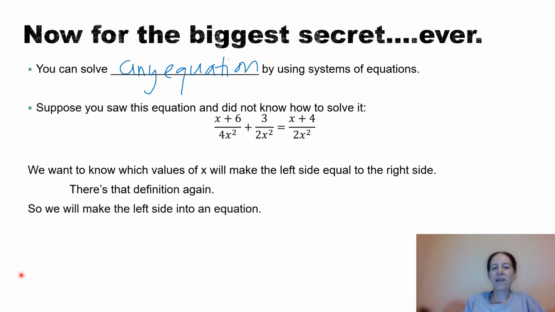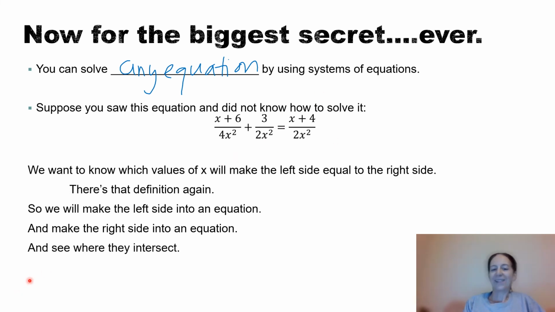So we are going to make the left side into its own equation. We're going to say y equals, and then we're going to type in the whole left side, and make the right side into an equation. So we're going to say y equals, and then we're going to type in the right side. So what we're going to do is turn this into two separate equations, one equation for the left and one equation for the right, and see where they intersect, because that's what we're looking for.